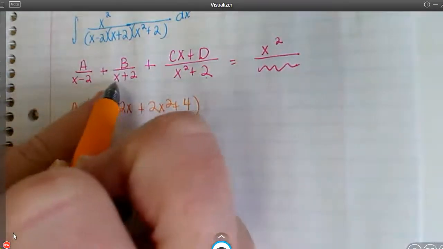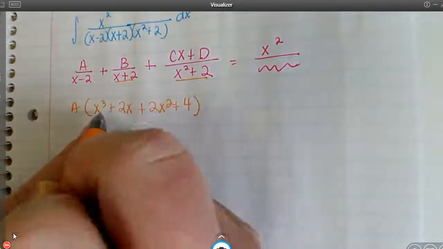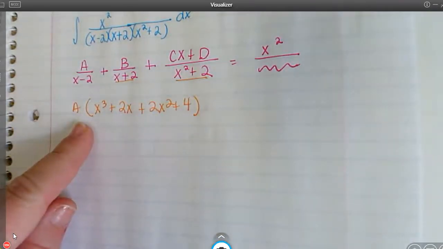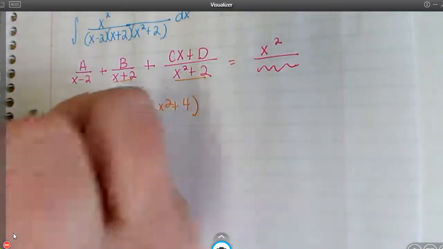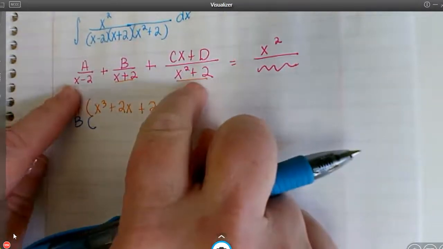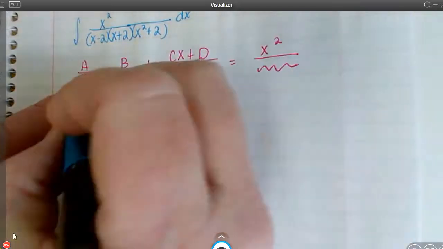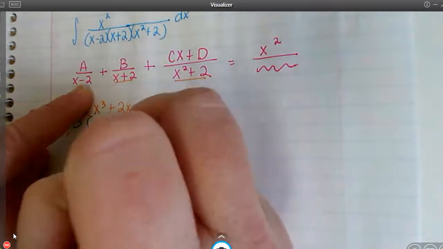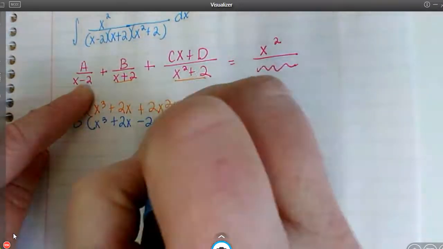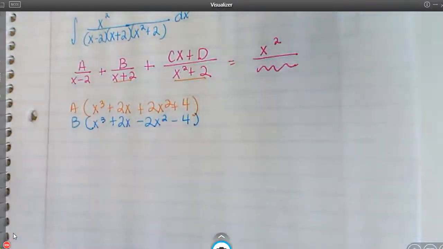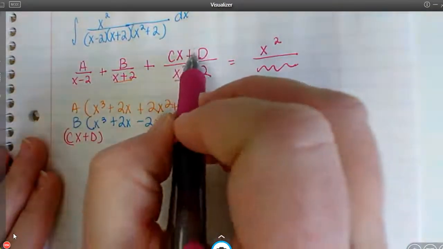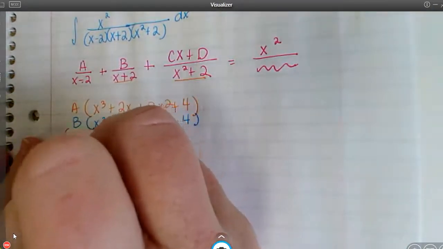So for the A, we were missing these two parts, so I multiplied them together, because I know it's going to be A times that. For the B, I'm missing these two parts, so I'm going to multiply that together: x to the third plus 2x minus 2x squared minus 4. And then the Cx plus D, you're missing these two parts, which is x squared minus 4.